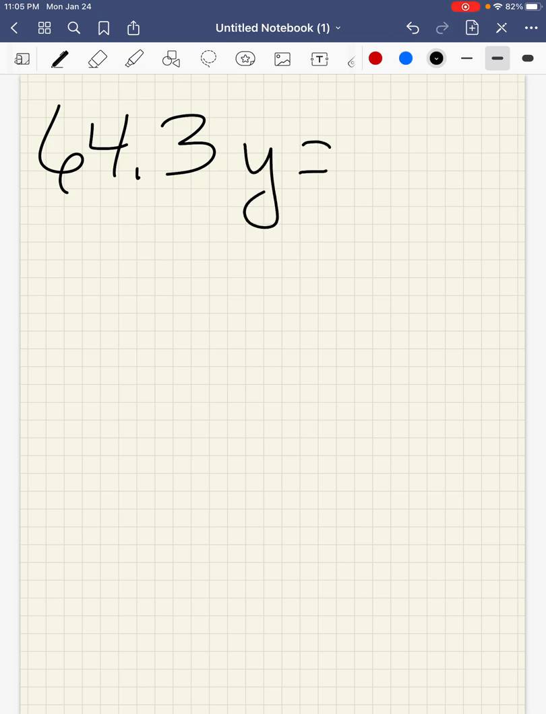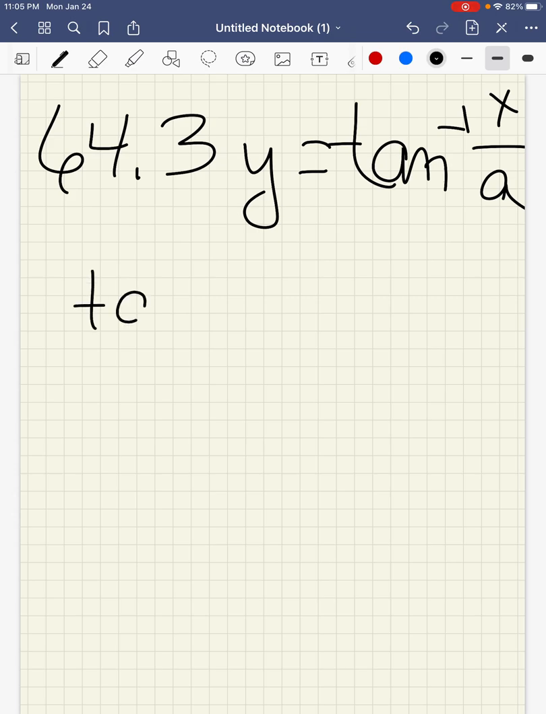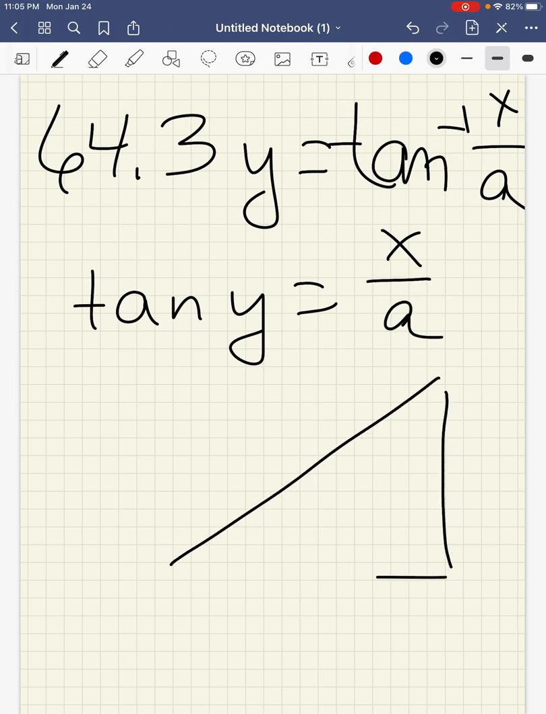We're going to go ahead and finish up lesson 64 now. So I'm going to start on page 333 with 64.3, which originally says y equals inverse tan of x over a. And so we'll rewrite that as the tan of y is equal to x over a. And we'll draw the triangle.